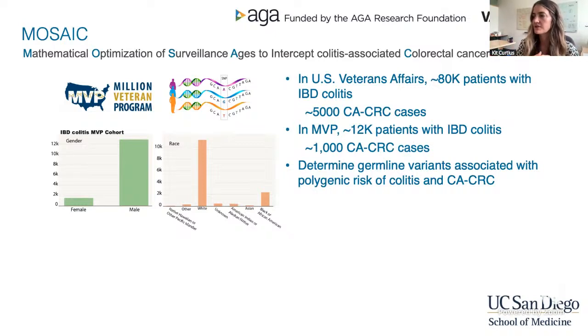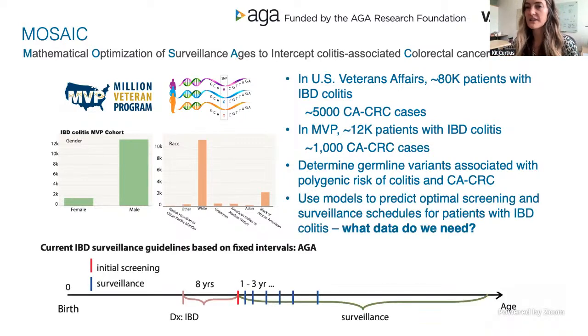And so the goal was to determine germline variants associated with polygenic risk of colitis and CA-CRC, and also to use some modeling to help with this surveillance problem. So is it the best idea to start screening at 8 years, for example? What should these screening intervals be? Can we do better personalization of these screening intervals?